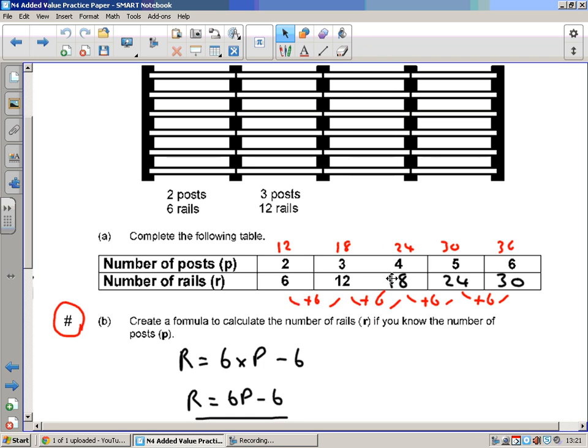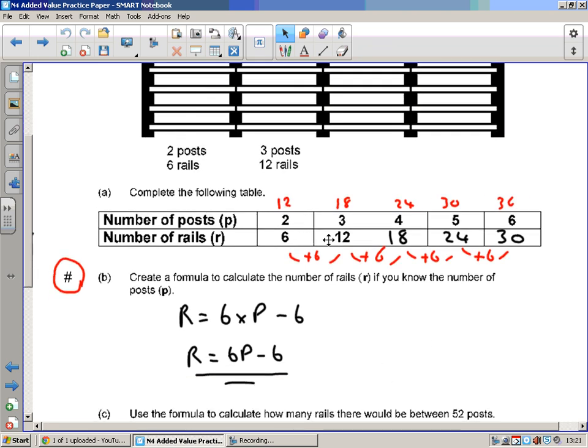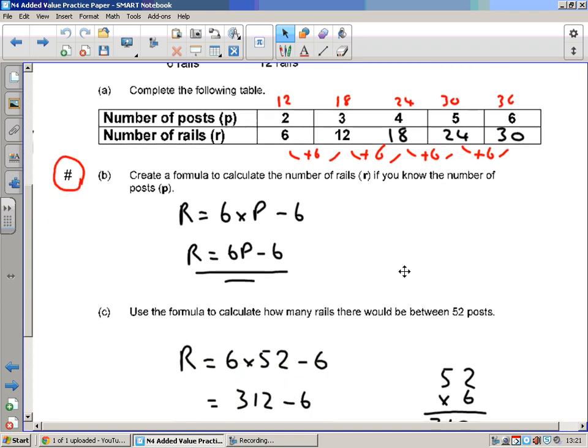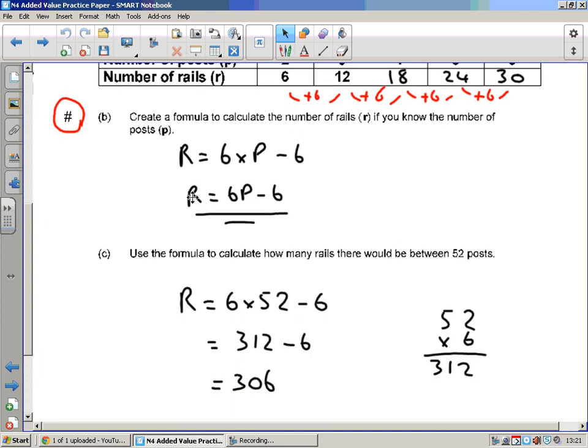4 times 6 would be 24, but again, we've only got 18. So here, I've got the number of rails, but here on top, I've written the 6 times table. So the number of rails is actually 6 less than the 6 times table. So 6 times the number of posts, but then we've got to subtract 6, because 12 take away 6 is 6, 18 subtract 6 is 12, 24 subtract 6 is 18, and so on. So the formula would be R equals 6P minus 6.